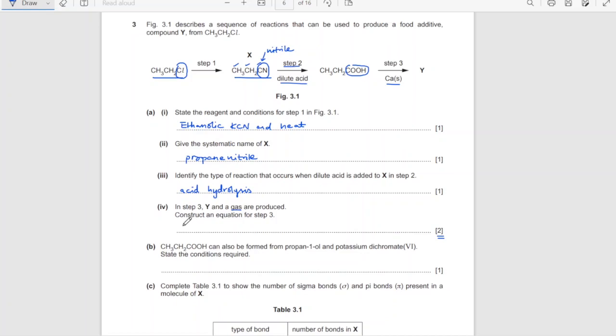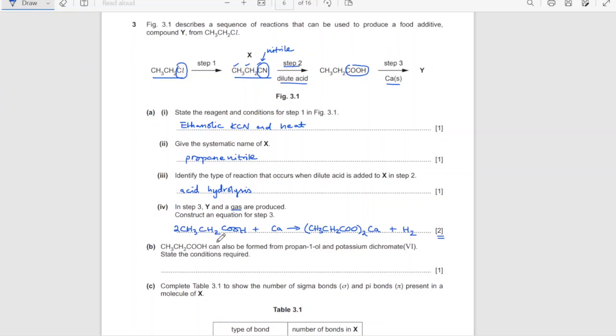And the second mark is for ensuring the rest of the equation is correct. So we will have CH3CH2COOH. This reacts with calcium. Now the salt that you will get is CH3CH2COO. Now this ion over here, the propanoate ion, has a -1 charge. So there's going to be 2 of them to balance out the +2 charge on calcium. Plus you have H2 gas. To balance this out, you need 2 moles of propanoic acid on the left-hand side.